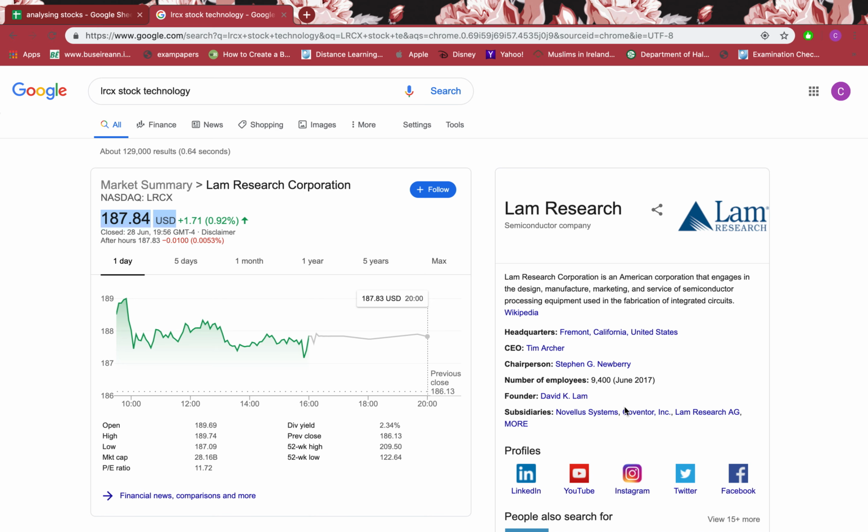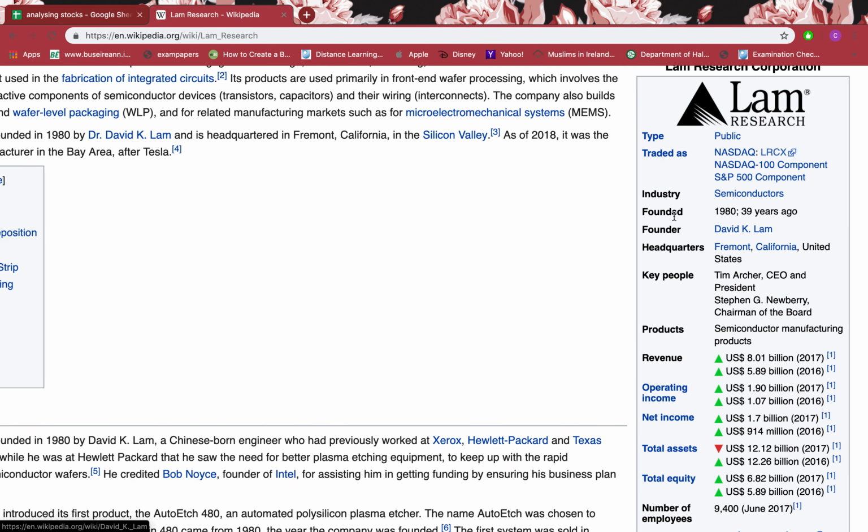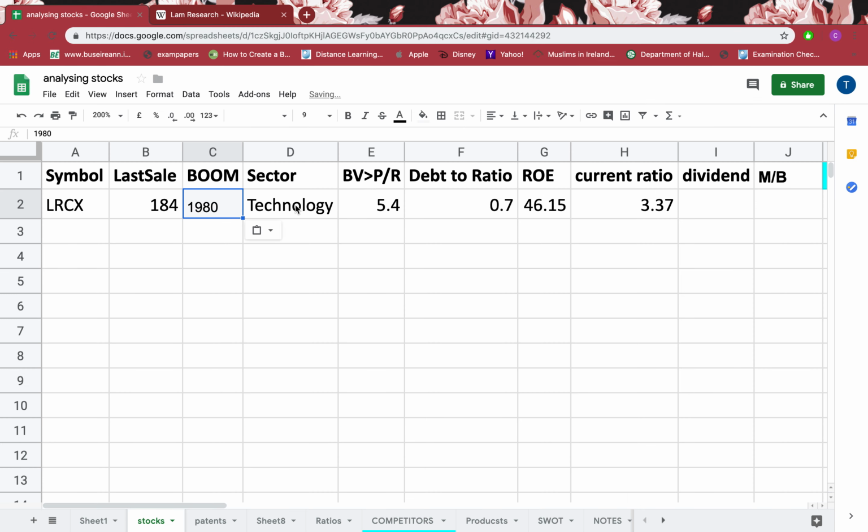The right side is Wikipedia information, you can see here, and the left side is from Google. If I click Wikipedia, I'll just search "founded" here, and I can see it's founded in 1980, 39 years ago. So I'll just copy that and paste it from Wikipedia, and I'll show you from where I got the sector later on in the video.